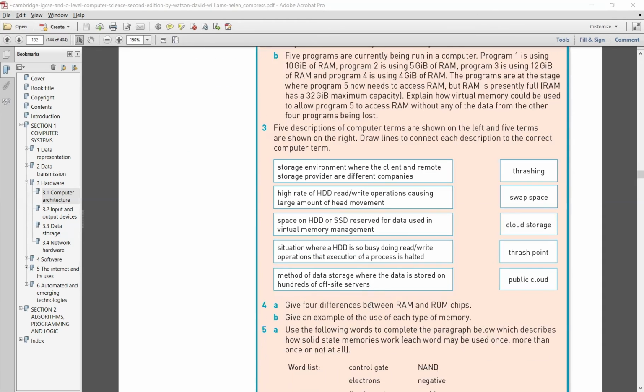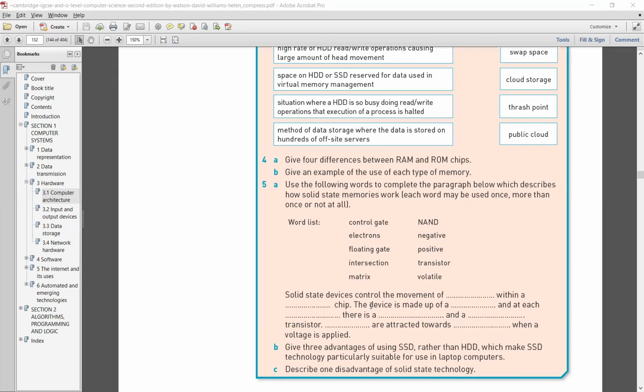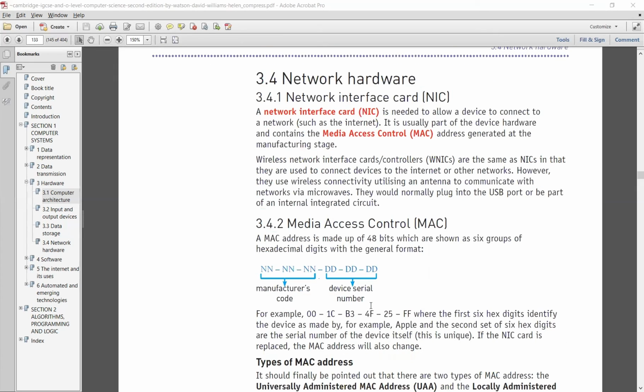Now, moving on to the next topic, again a very important one: MAC address. By the way, network hardware, NIC, means your device that is needed to connect you to the network, like the internet. And with this, the term MAC address, again a very important term that can come in the paper, and that has come in the paper. I'm not saying that it can come, it has come in the paper.